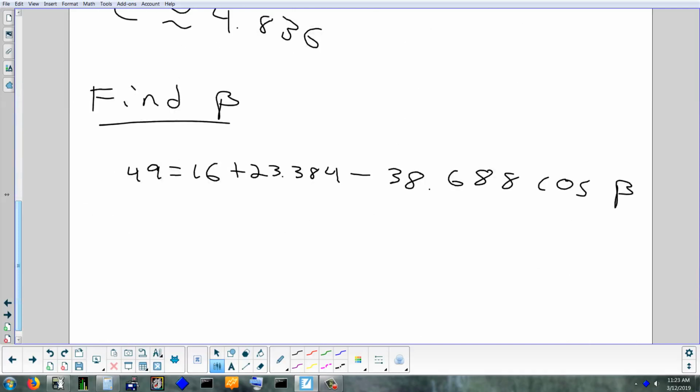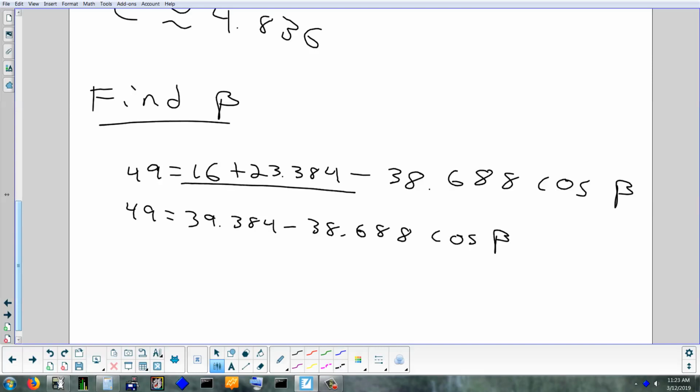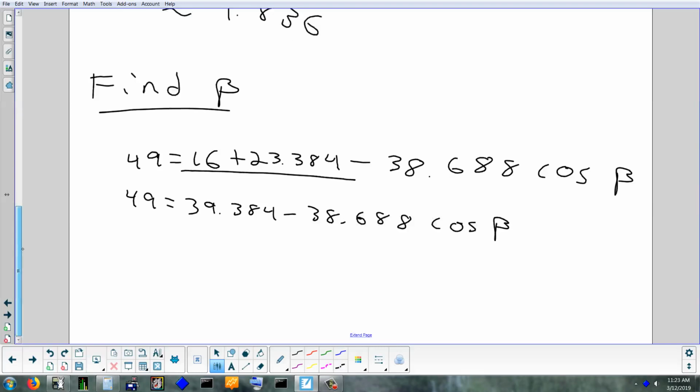Yep, combine like terms. And what are my like terms here? 16 and 23.3. Yes. Add those up. What's 16 and 23? 39. So 39.384 minus 38.688 cosine beta. Now, a lot of people make a mistake at this step.